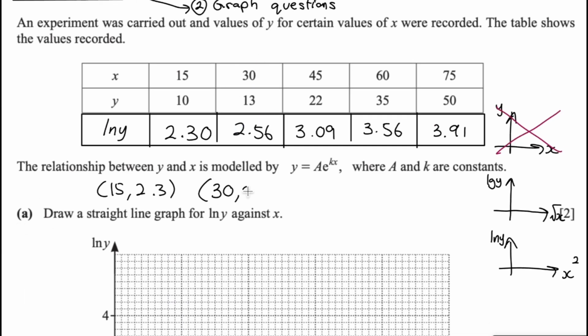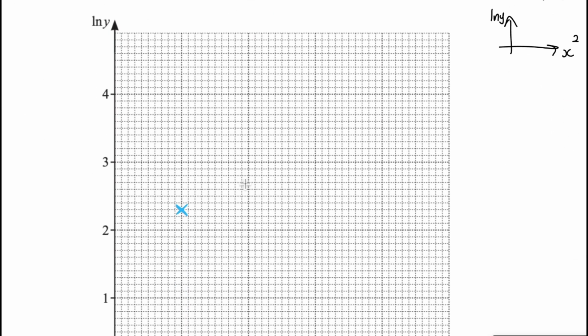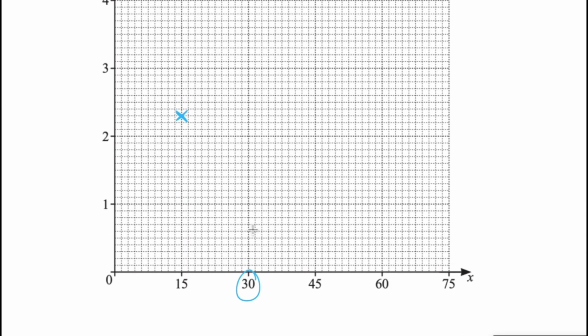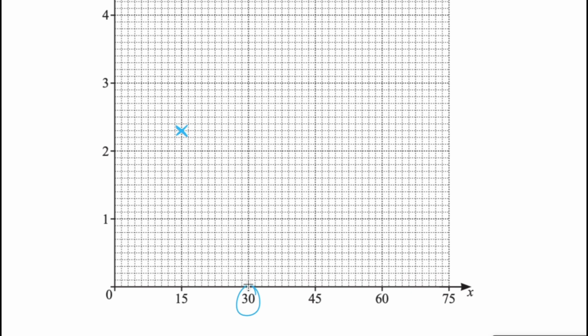And you can really watch this for as long as you need to, but you can speed up the video if it gets a bit boring. So x is 30 and ln y is 2.56. I'm just going to plot that here. 30, and then 2.5 is going to go all the way up.